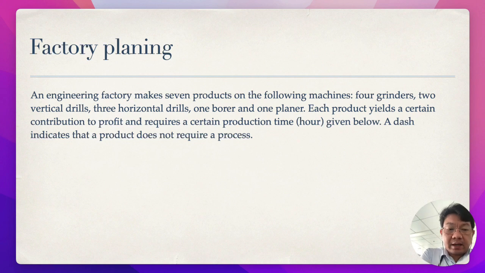An engineering factory makes 7 products on the following machines. We have 4 grinders, 2 vertical drills, 3 horizontal drills, 1 borer and 1 planer. Okay, we have grinder, vertical drill, horizontal drill, borer and planer.